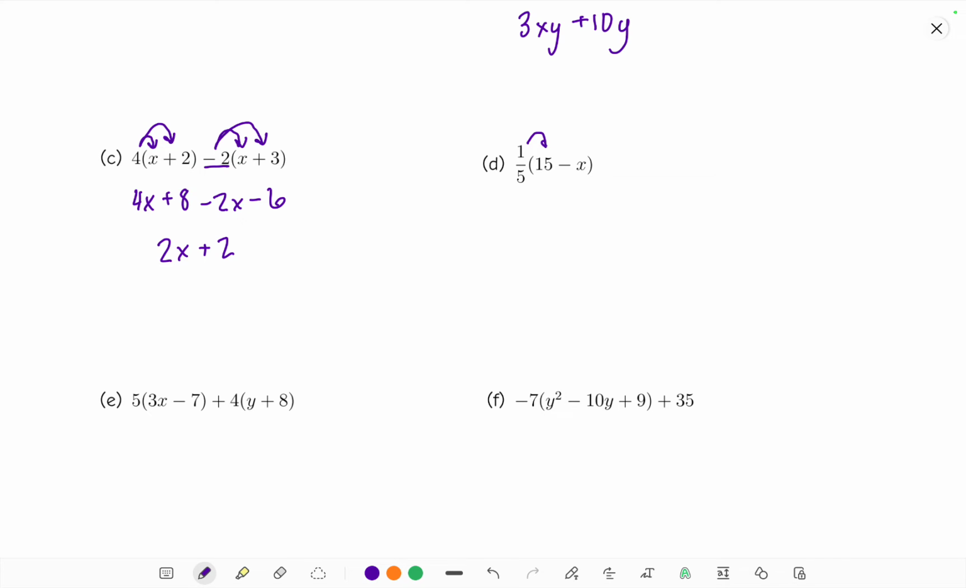Part D, 1/5 times 15. Now this one I'm going to write out instead of just doing the operation because you may not know what that equals right away. And then 1/5 times negative x is negative 1/5 x. So to multiply this, I make this 15 over 1. Then the 5 can be reduced to a 1 and the 15 to a 3 because I can divide them both by 5. So then we get 3 over 1 minus 1/5 x, or 3 minus 1/5 x.